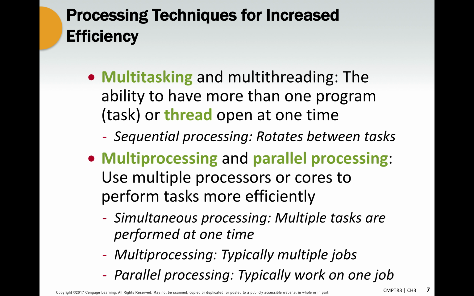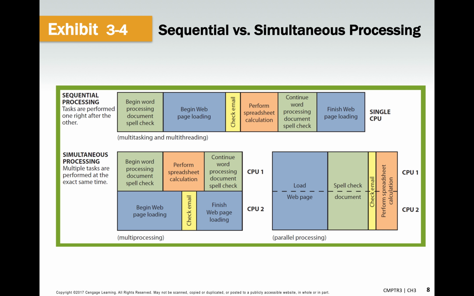So this just gives the difference between simultaneous processing. You understand that simultaneous means that they're happening at the same time, right? At one time. In multiprocessing, typically multiple jobs are happening, and then parallel typically works on one job. So two different items are working together to complete one task. All right, and this is just an example of how it goes through that process.